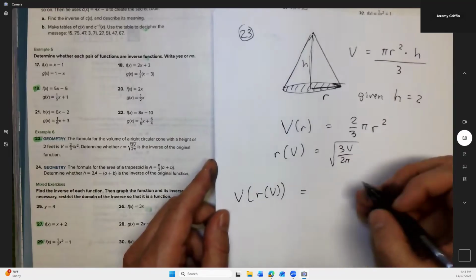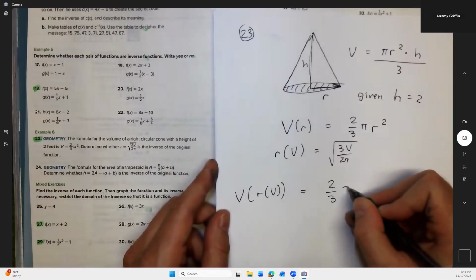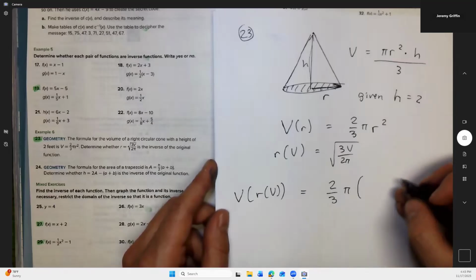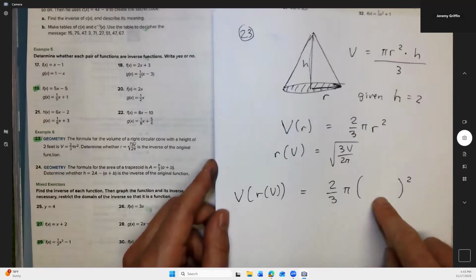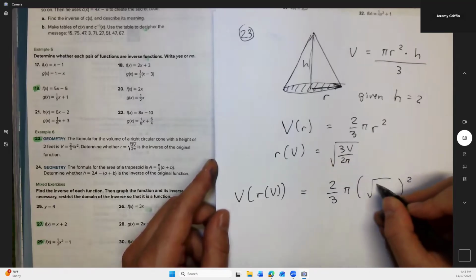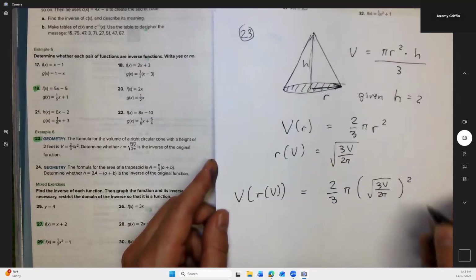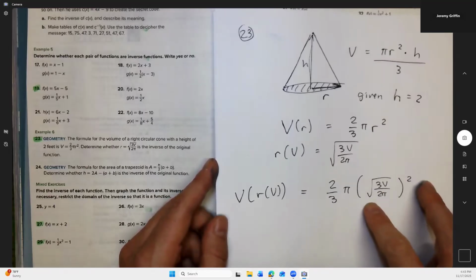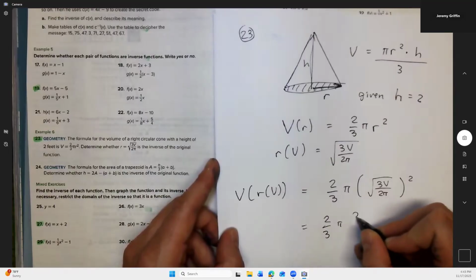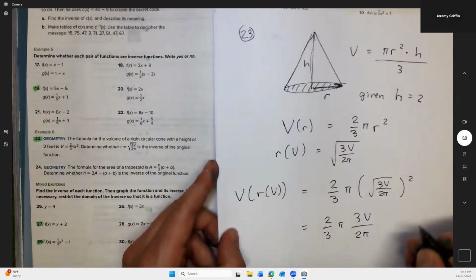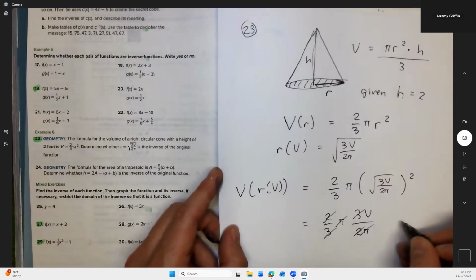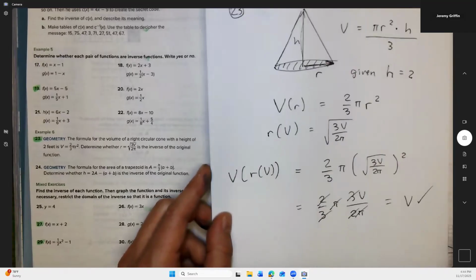Let's see if I do. Volume of something is 2/3 pi, right? Again, given a height of 2, that's all embedded in this thing, of something being squared, right? And the radius being squared. But the radius as a function of volume is this funny looking expression, root 3v on 2 pi, right? So if I square root, those cancel out. I get 2/3 pi 3v on 2 pi, and equals v. Bing! Yep, that's good.